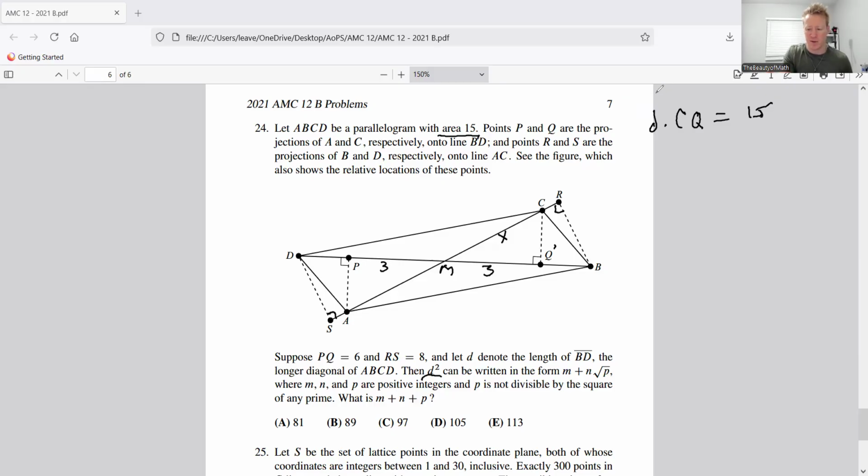We do note that CQ, by Pythagorean theorem, is the square root of x squared minus 9. This is, by the way, the 2021 spring test. I guess I forgot to mention that. So you have this square root. What I would need then is x in terms of D.